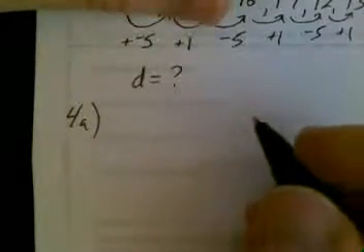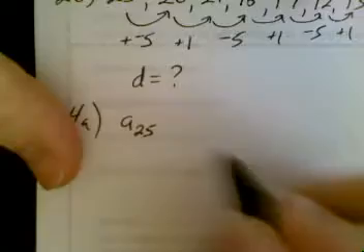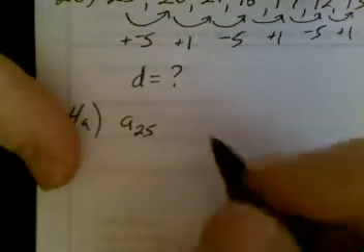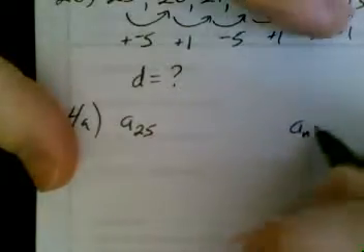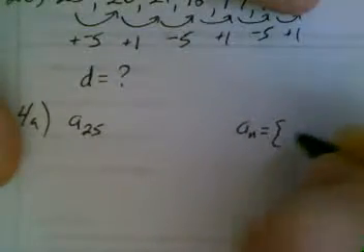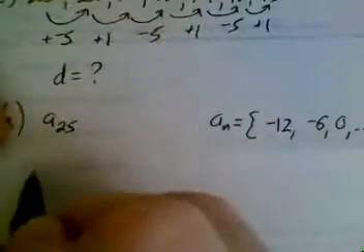For number 4a, find the nth term of the arithmetic sequence, find the 25th term. So I want a sub 25, the 25th term of the sequence whose first 3 terms are negative 12, negative 6, 0. So, for me to be able to solve this, I'm going to go ahead and write down the formula.